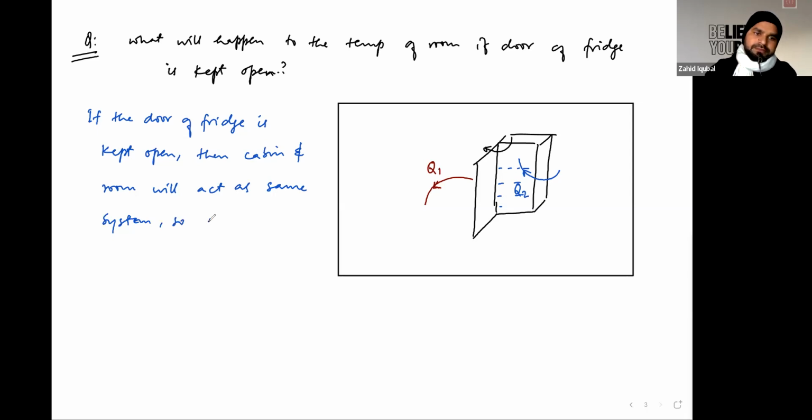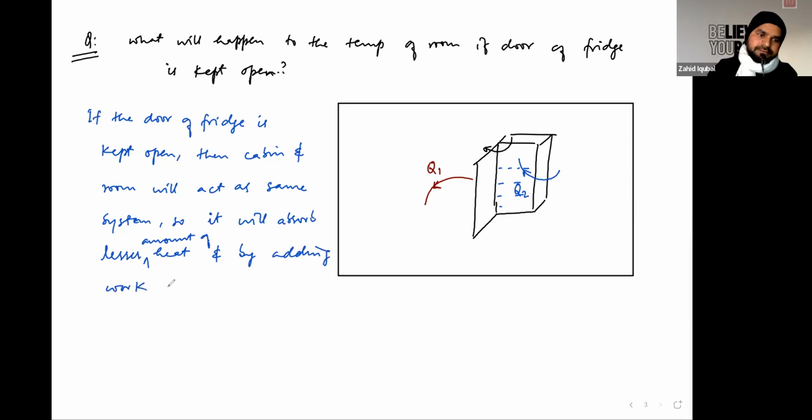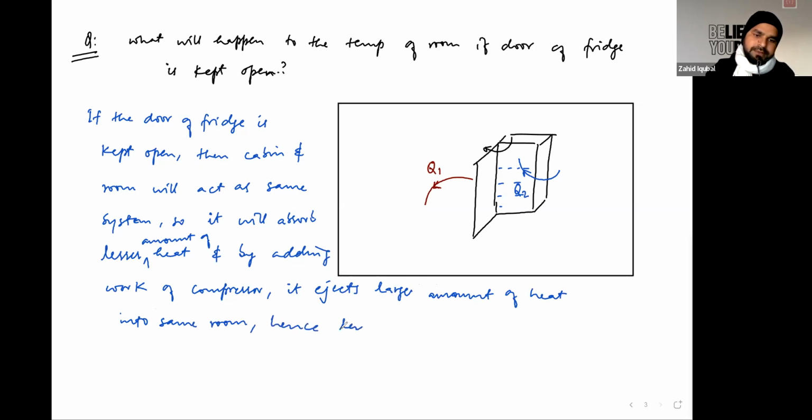So it will absorb lesser heat, and by adding work of the compressor, it ejects a large amount of heat into the same room. Hence, the temperature will increase.